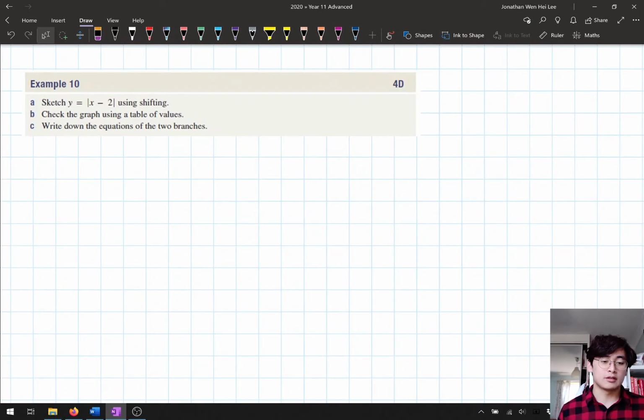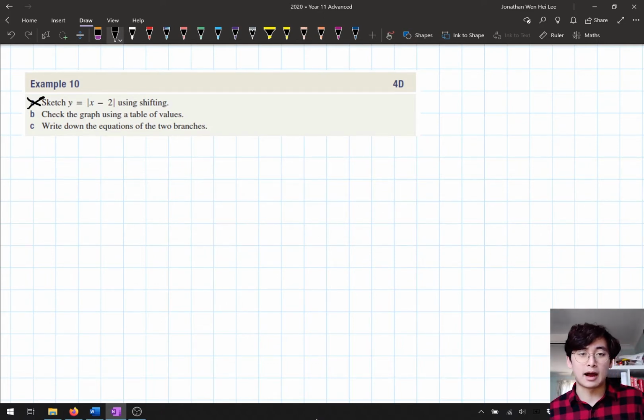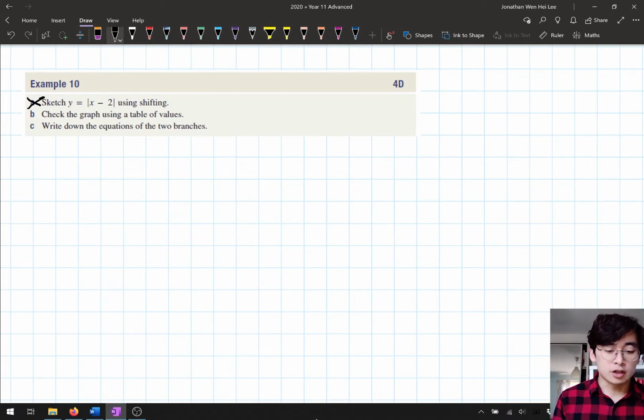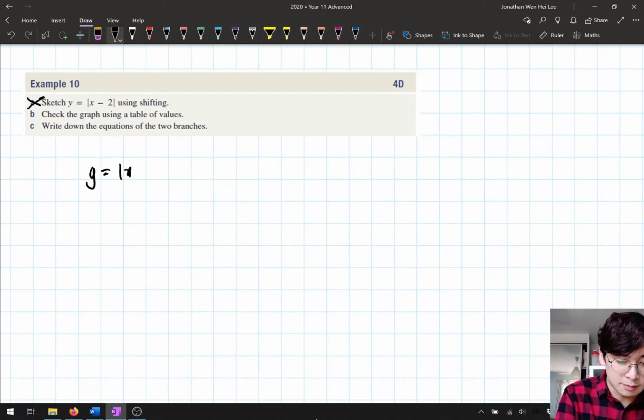This is the first example and it's in your booklet. I'm not going to do part A because we haven't looked at that quite yet, and we'll get to that in a further part in this topic, maybe a little bit further on. What we're going to do is graph y is equal to the absolute value of x minus 2 by using a table of values.